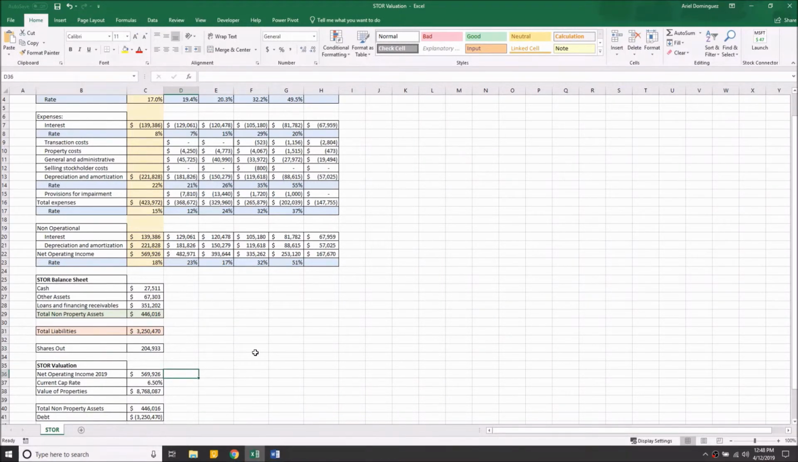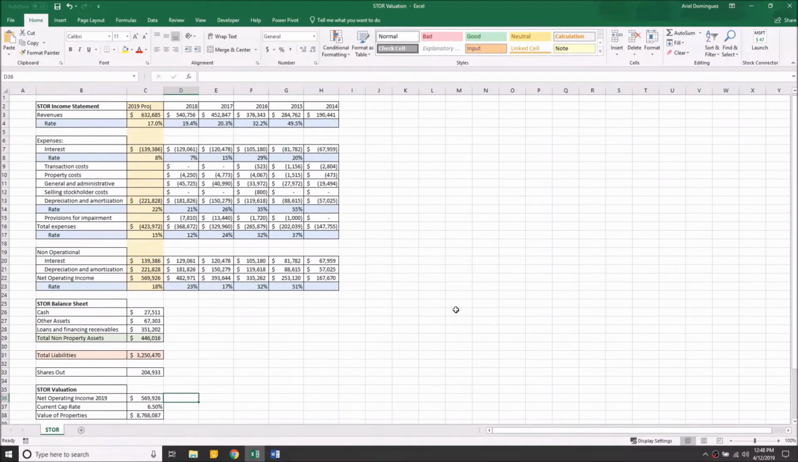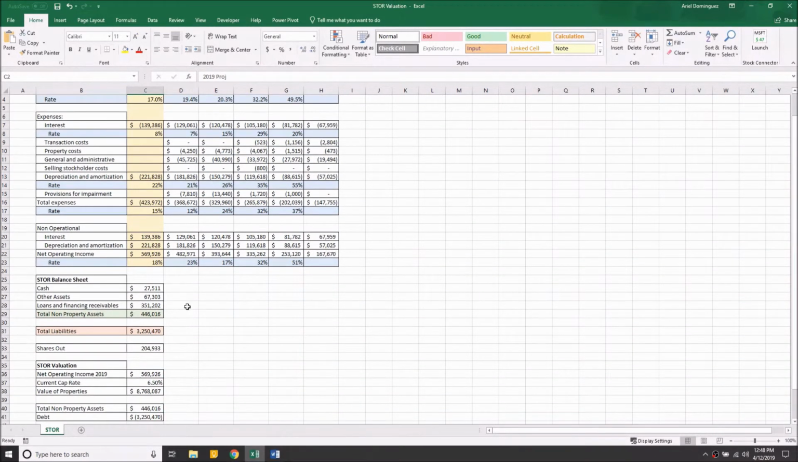Now, the valuation begins by taking the net operating income for the projected year. In this case, our projected year is 2019, and we came up with a projection of about $569,000. And we want to take the net operating income for the projected year and divide it by the current cap rates in the industry that the REIT is in. So different REITs invest in different types of properties. Some REITs invest mostly in commercial, others in retail, residential.